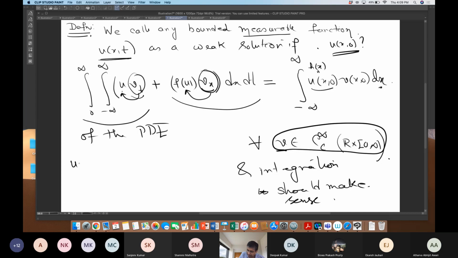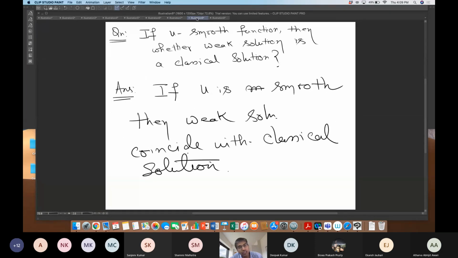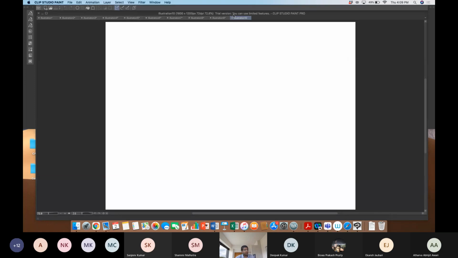Oh, I forgot to write: u_t plus f of u_x equal to 0, with u at x, 0. So u(x,t) is just a bounded measurable function. We call a bounded measurable function a weak solution of this PDE if this equality holds true for all v belonging to C infinity of R cross (0, infinity). Clear? And then I proved that if u is a smooth function, then a weak solution coincides with a classical solution. That's good. Now come back to the problem.